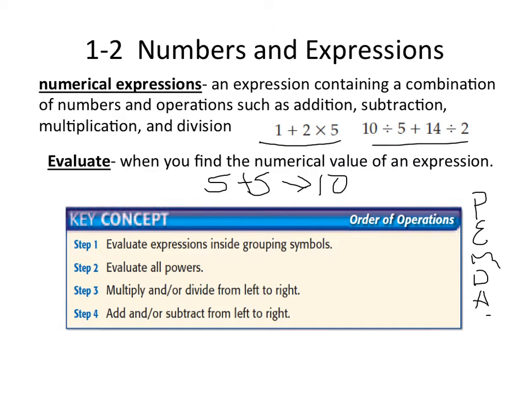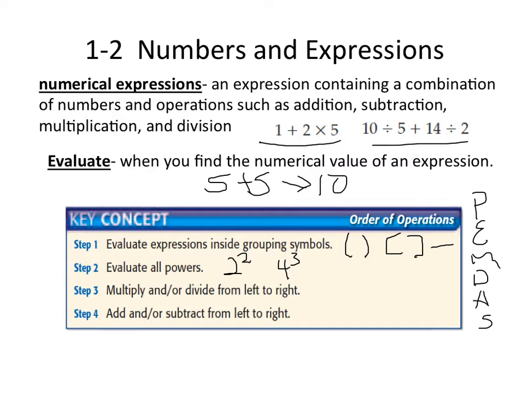PEMDAS. For pre-algebra, we have four basic steps. One is to evaluate expressions inside grouping symbols first. So if you see something as parentheses, or brackets, or a division bar, those are considered grouping symbols. Our second thing to do is to evaluate powers, or exponents. So we would have to figure out what 2 to the second power is, or 4 to the third power.